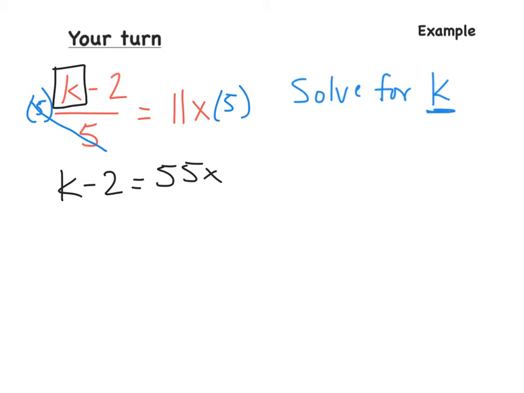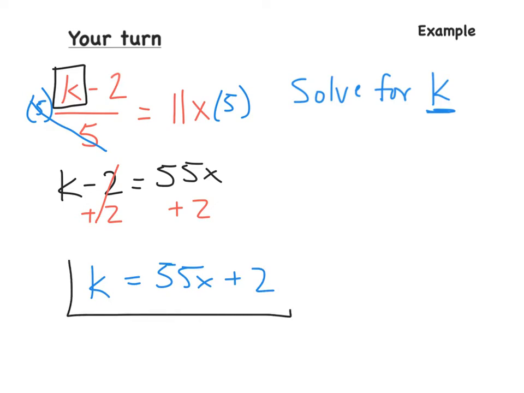Now, if we have k minus 2, the opposite of minus 2 is plus 2, so we can cancel these out. Now all that we have left on the left side is k. On the right side, it's 55x plus 2. This is your final answer. k is equal to 55x plus 2.